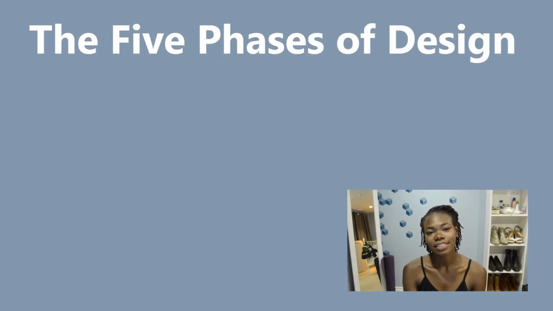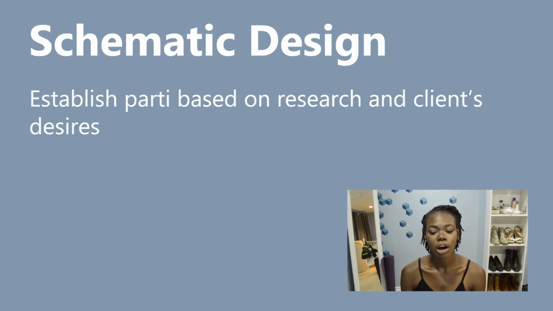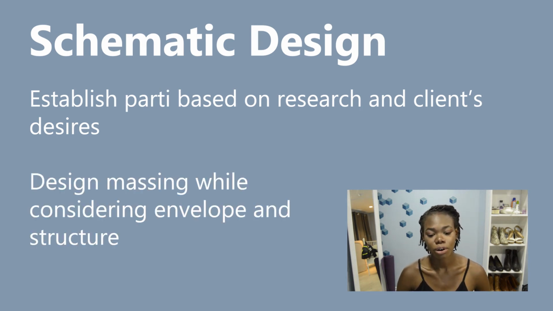Now, the actual phases of the architectural design process are schematic design, SD, design development, DD, construction documents, CD, bidding, and construction administration, CA. So the first phase, schematic design, is where you establish your concept, direction of the project, massing and size, general floor plans, general elevations, models and renderings, and start to consider what the building is basically made up of. So you might even start producing wall sections.